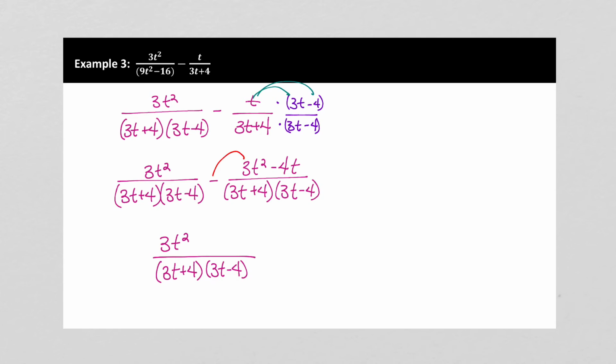So the minus has to be distributed to the 3t squared, so negative 3t squared, and also to the negative 4t. So we get plus 4t. Then we can combine the like terms on the top. Three t squared minus 3t squared, well, that's just 0. We've got a 4t left on top, and the bottom stays with our common denominator.